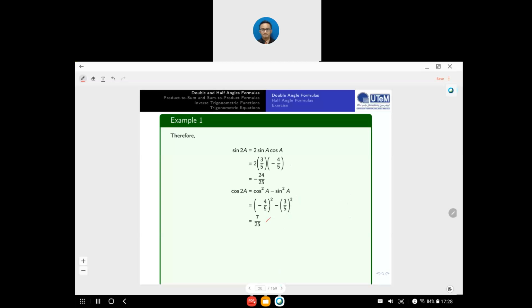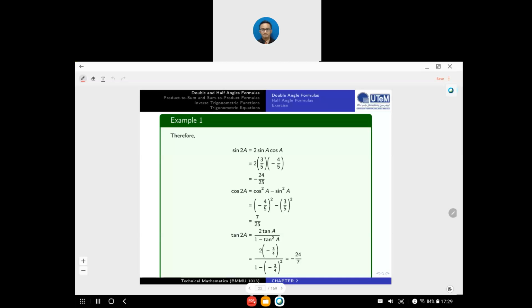And the last one, we find tangent 2A by using the formula 2 tangent A divided by 1 minus tangent square A. Also the same thing, just substitute the value of tangent that you already got before. So the final answer is negative 24 over 7. Okay, any problem for this example?